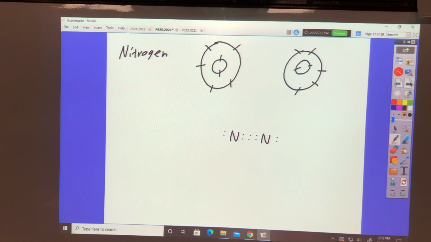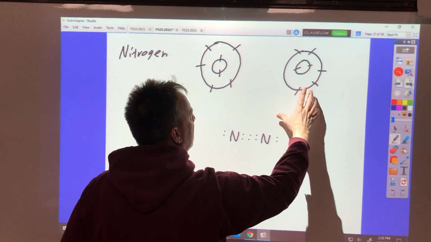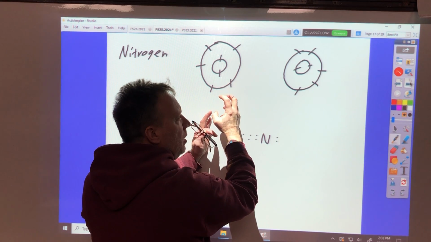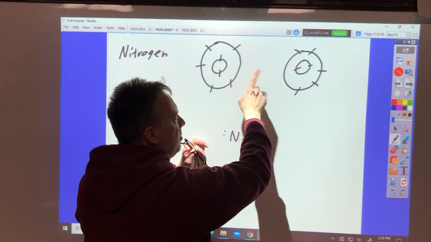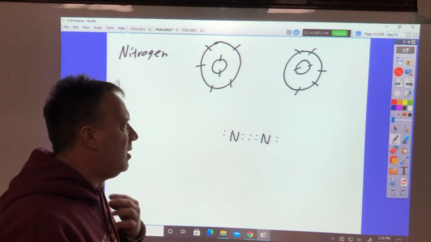Nitrogen, it would triple bond. They have 5 and 5. If they overlap, and I don't know that I can really draw that very well, they can. This type of diagram really doesn't work well for this. You have to use a different type of diagram.